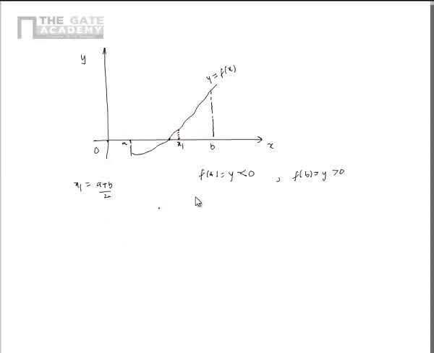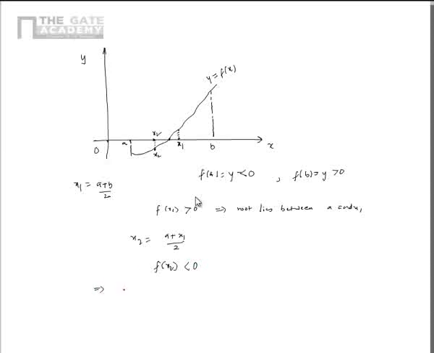Now f(x1) is positive, so the root lies between a and x1. Then again you divide the interval between a and x1 by 2, and the midpoint may lie somewhere here. This is x2. Now you will again check f(x2). So f(x2) is negative.